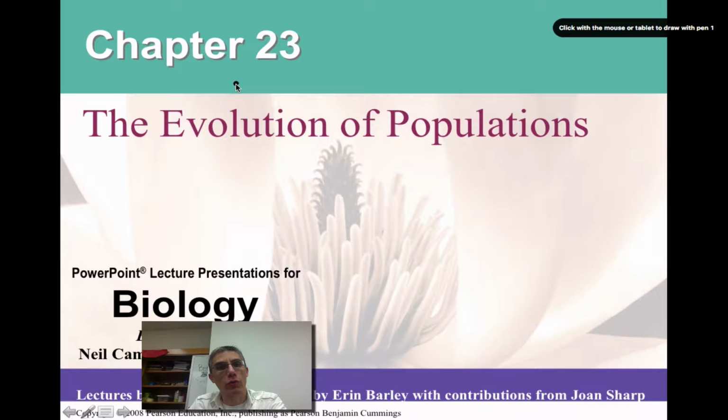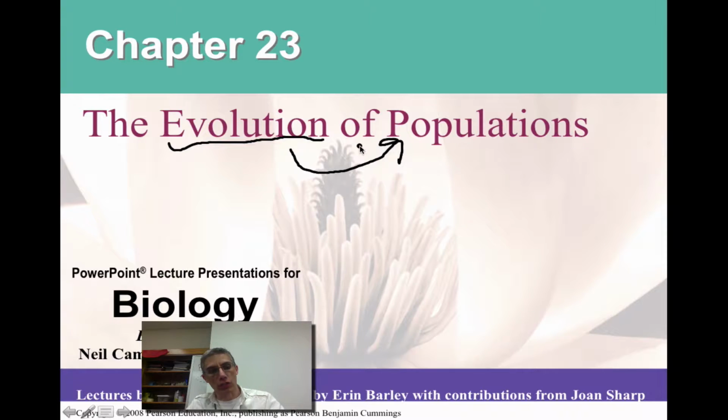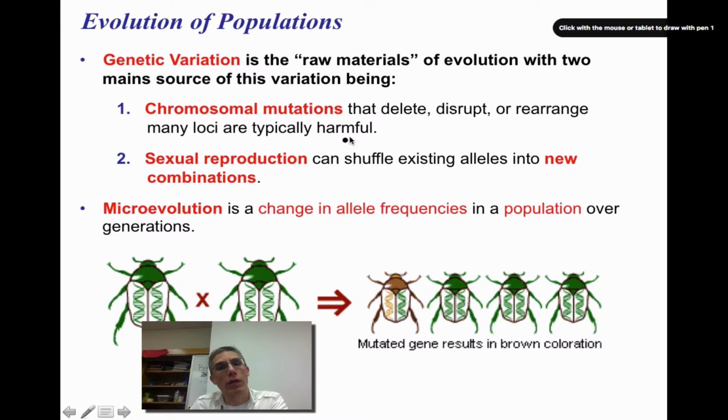And in Chapter 23, we're going to take everything that we have learned in Chapter 22, and apply that idea of evolution or change over a period of time to population. Now, typically when you think about evolution, you think about evolution occurring over a very long period of time. In other words, we're talking about maybe hundreds of thousands, if not millions of years.